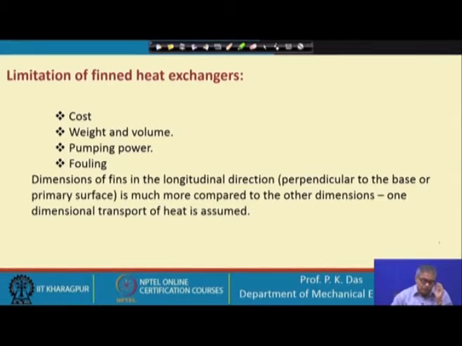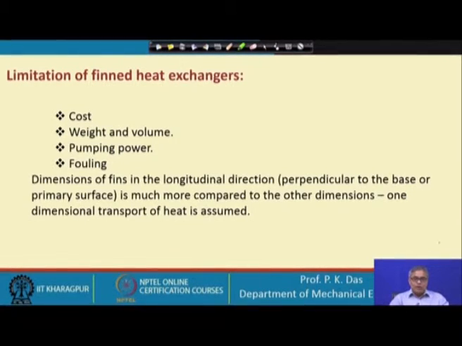First thing is cost. Obviously, when we are attaching fins, it will increase the cost. How will it increase the cost? Because the fin material has to be a good conductor of heat. So, obviously, we cannot use any material, we have to use some costly material, and then the weight and volume of the heat exchanger will definitely increase. Most of the cases we will have an increase in pumping power, and then there could be fouling.